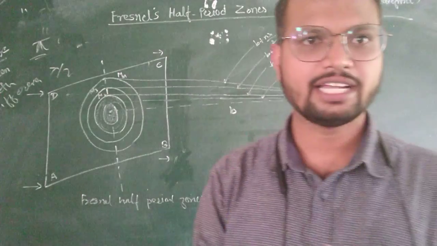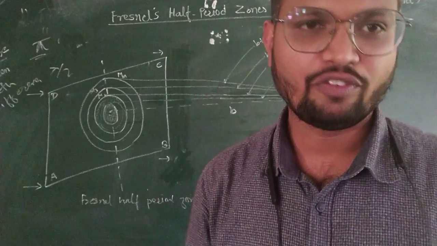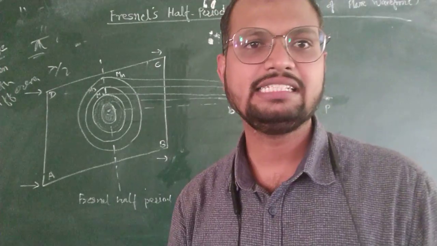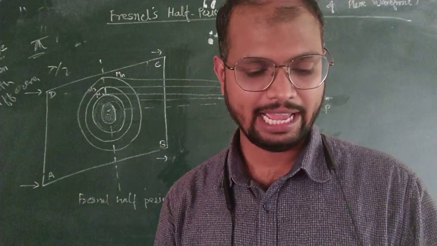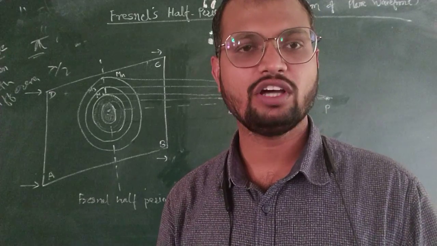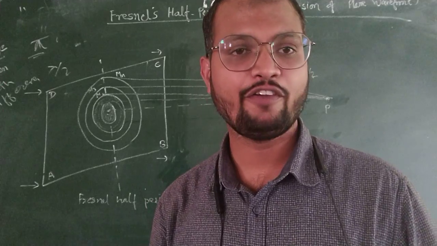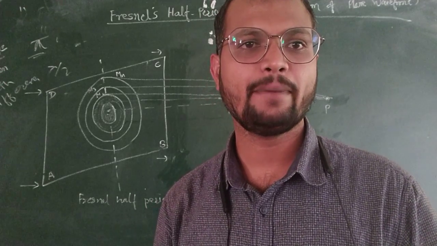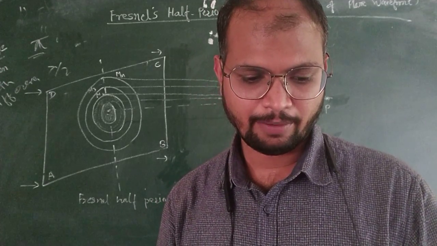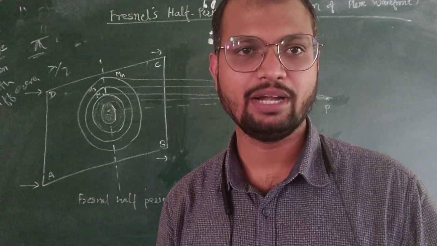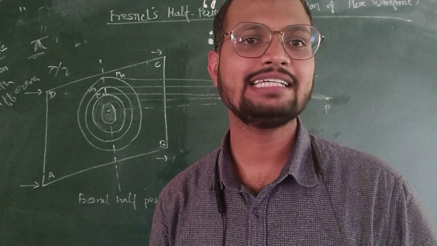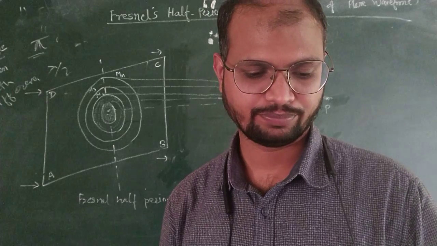Again I repeat once again. To find the resultant intensity at any point due to the wavefront, Fresnel has suggested to divide the wavefront into a number of half period elements or zones called Fresnel's zones.